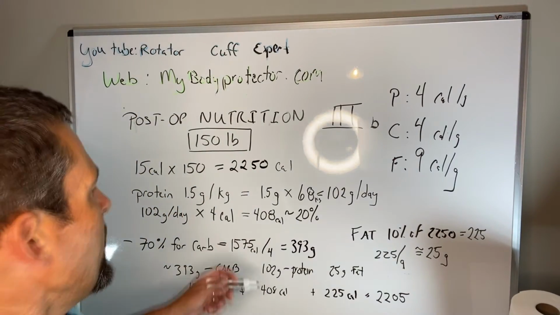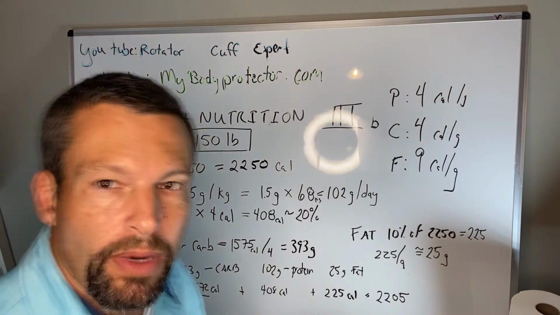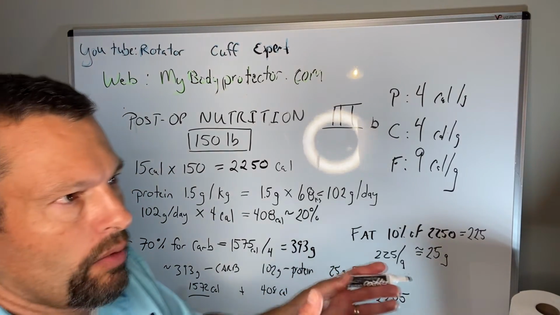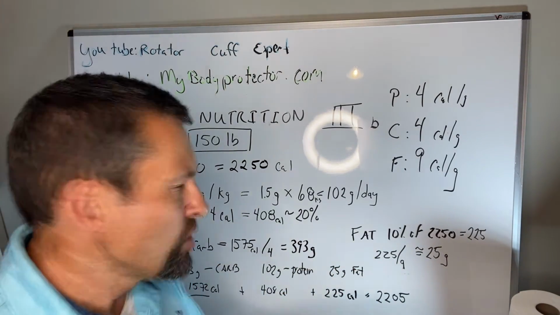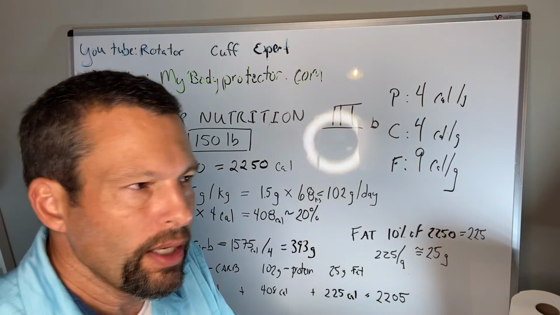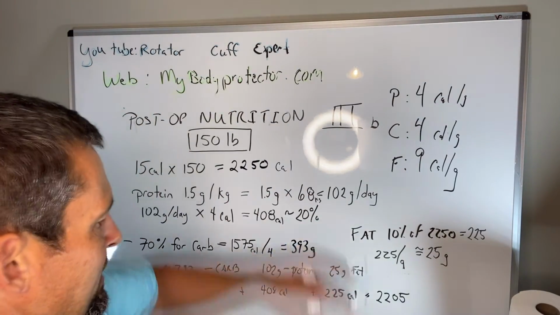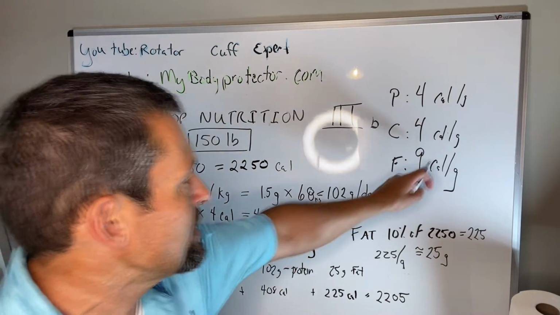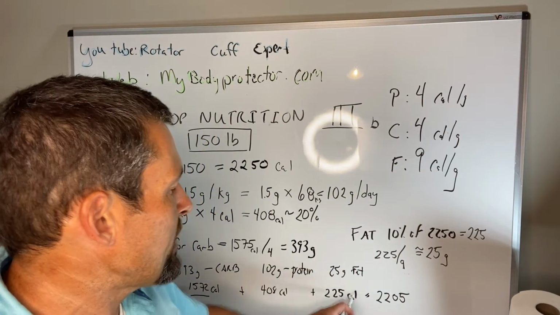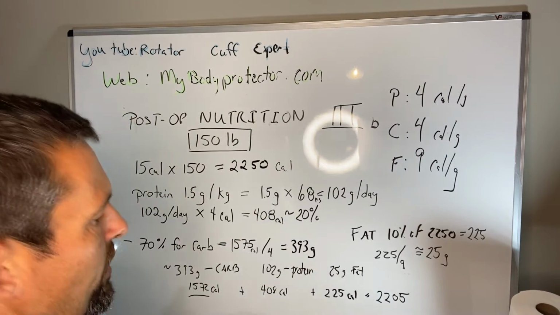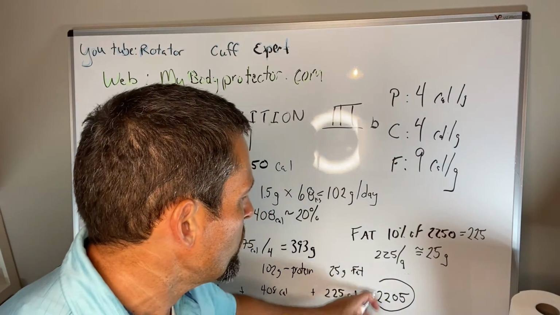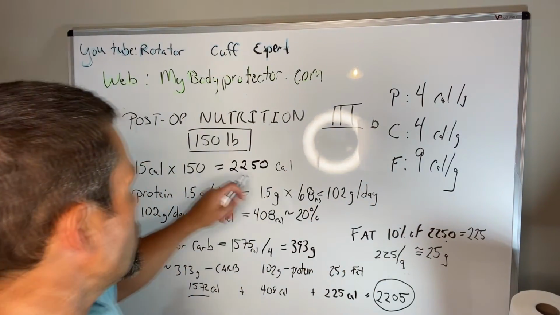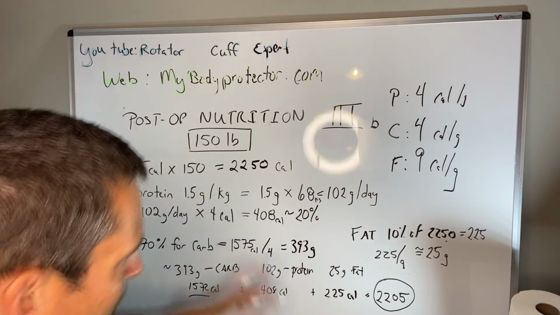So you can either say, I want 102 grams of protein per day, or I want 408 calories per day, depending on which makes it easiest to translate. Usually grams do because that's how we think about protein. And then lastly, fats. We want 25 grams of fat. 25 grams of fat times 9 gives us 225 calories. And so when we bring this all together, we get 2,205 calories. So not quite what we are going for at 2,250 calories, but pretty close.